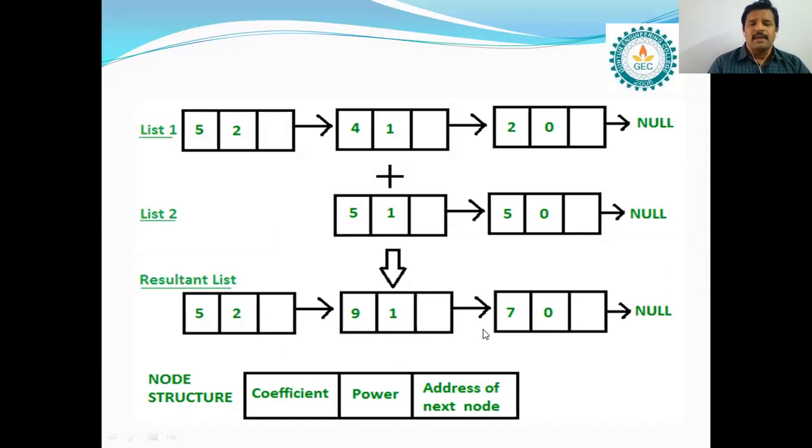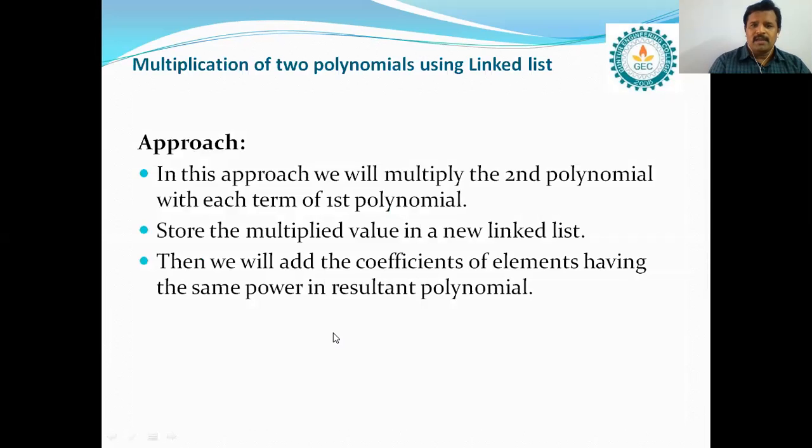This is how we can perform the addition operation on the polynomials by using the linked list, where the first part contains the coefficient, the second part contains the exponent, that is power, and the third part contains the address of the next node, right? Multiplication of two polynomials. We can perform the same operation as it is by using arrays and by using linked list. And the next one is multiplication of two polynomials using linked list.